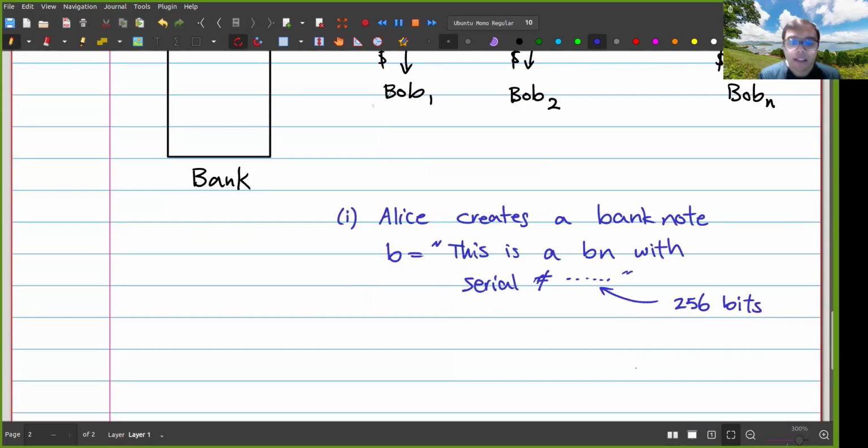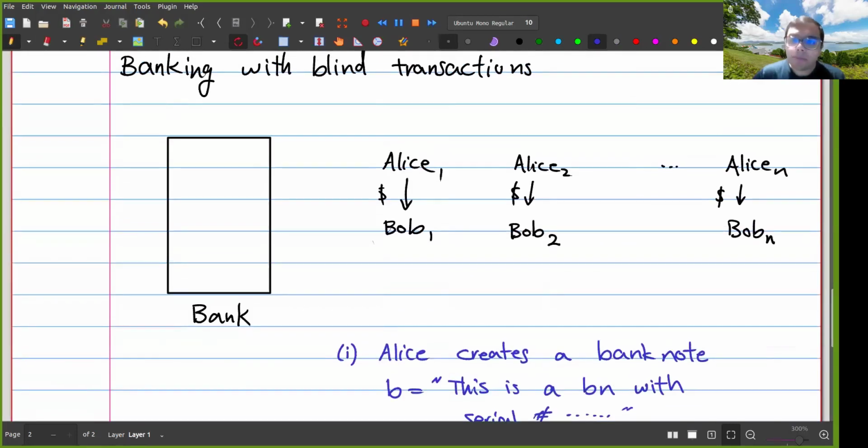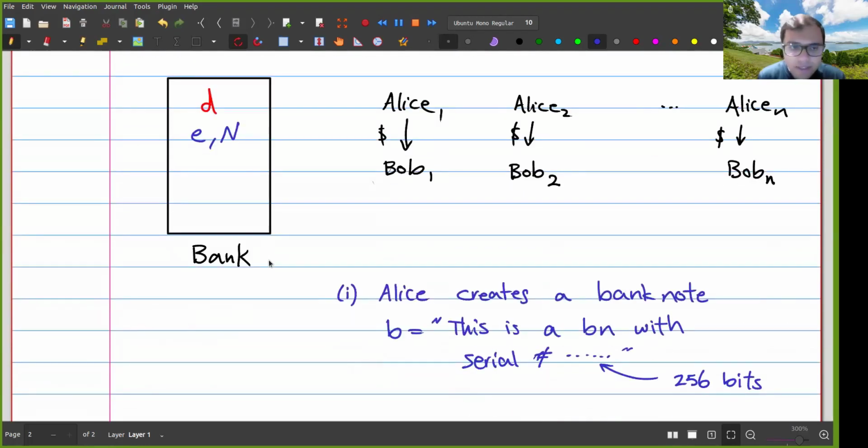Okay. Now, I want to say that the banknote is valid only if the bank has signed it. So the bank has, again, private key D, and it has a public key E, and all the calculations are modulo N. So the bank has published E and N, right? So everyone can verify bank signatures, including the bank itself, but only the bank can sign because you need D to sign.